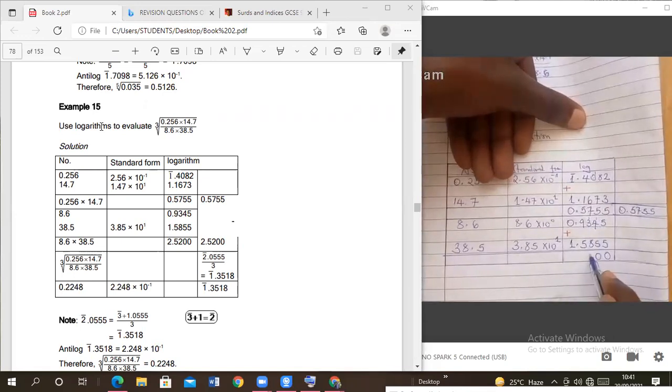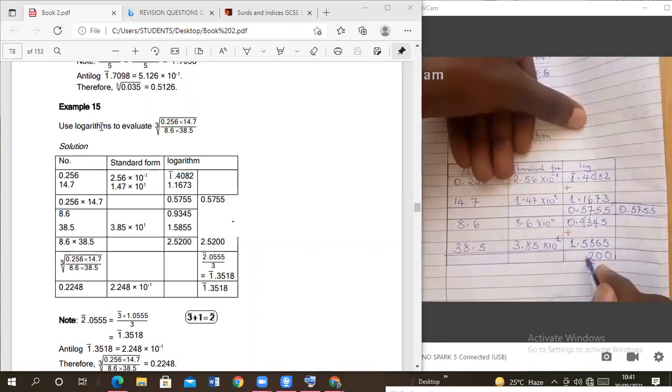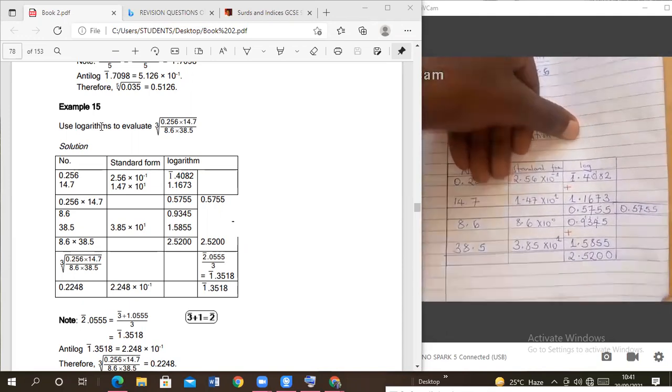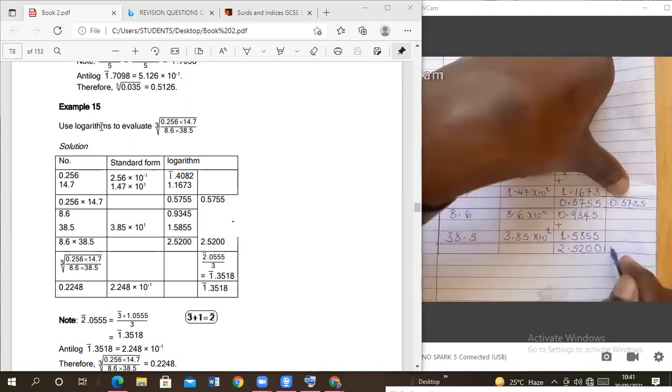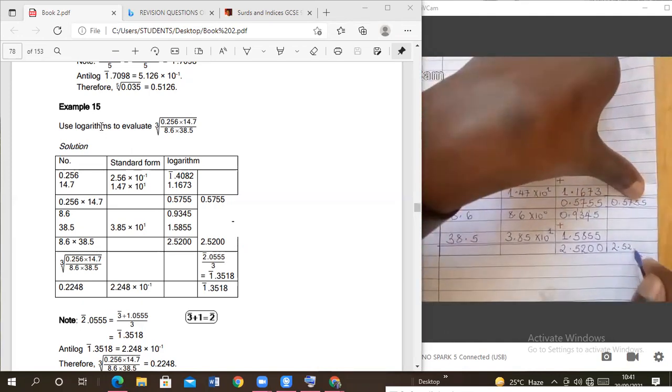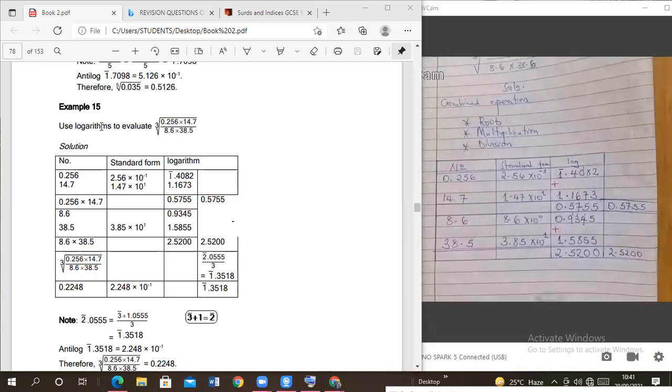That is 12. We write 2. We carry 1. So that will be 10. 10 plus 5, 15. I write 5. I carry 1. So which means here will be 1. 1 plus 1, 2. So which means I carry this one. I write here 2.5200. I think that, members?